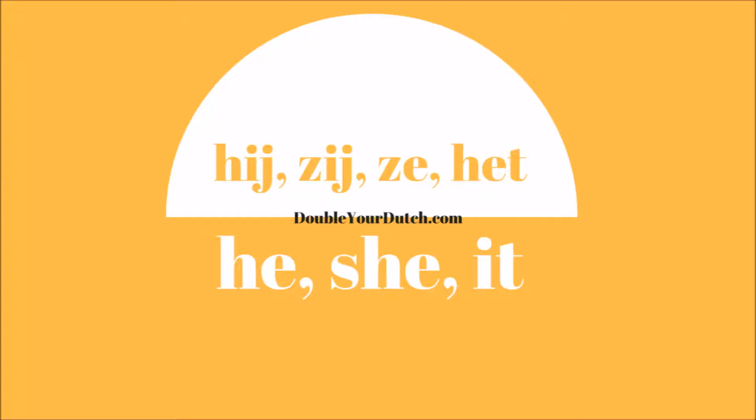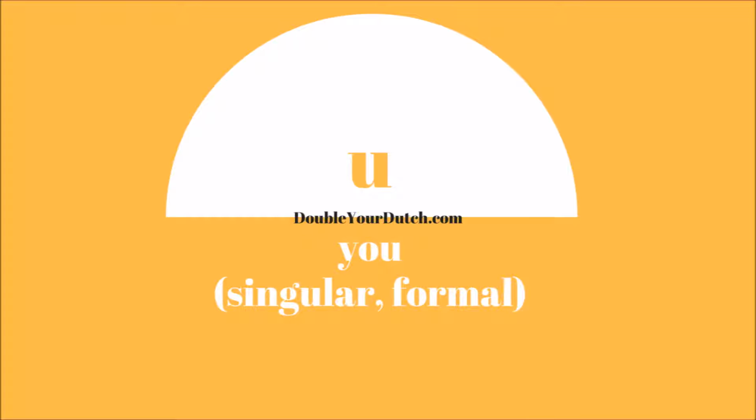Okay. So if we look at he, she, and it, we find hij, zij, and het. And zij can also be used as ze. Again, if it's emphasized, use the lange ei, long ei. If not, you can also use ze. Okay? And then there's u, which is the polite or formal form of you. Just like you have usted in Spanish and vous in French, etc.